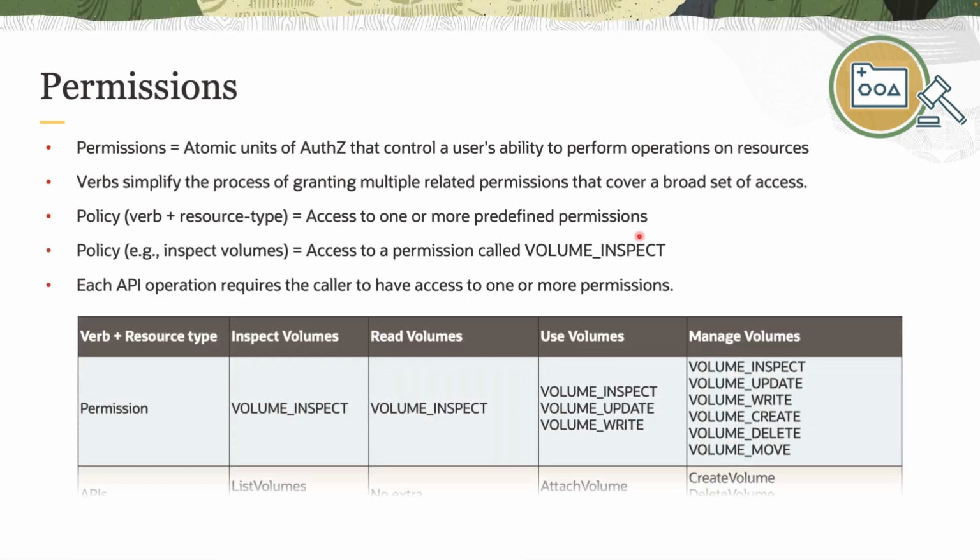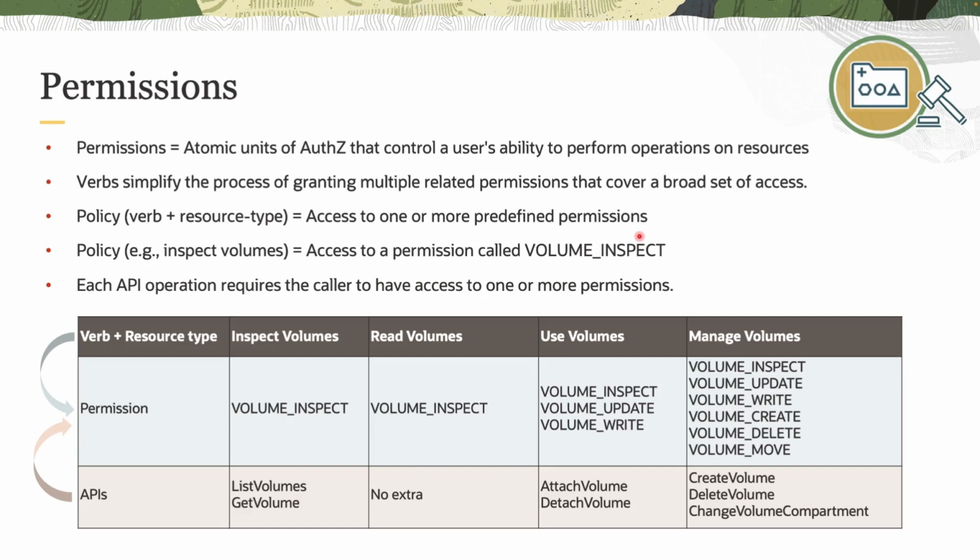Now let us take an example of the resource volume and see what permissions you get when you define a verb. When you use inspect volume, the permission that you get in the background is VOLUME_INSPECT. And if you look at the API operation level, you get access to the list volume and get volume operations. And if you notice, the permissions are always written in all caps, like VOLUME_INSPECT, VOLUME_UPDATE, or VOLUME_WRITE. Similarly, when you move from inspect to read or use, you can see the permissions are getting added at each level. You get more permissions.